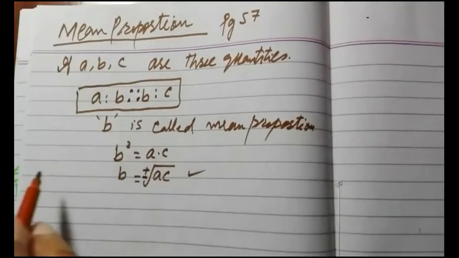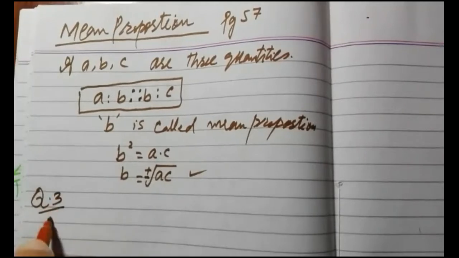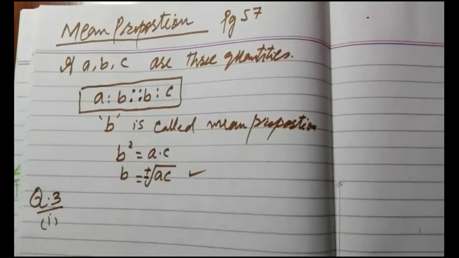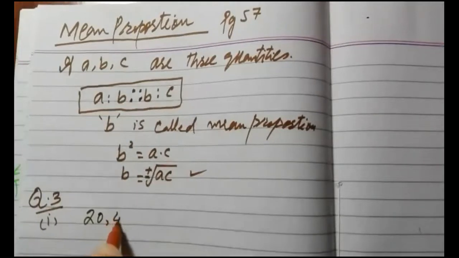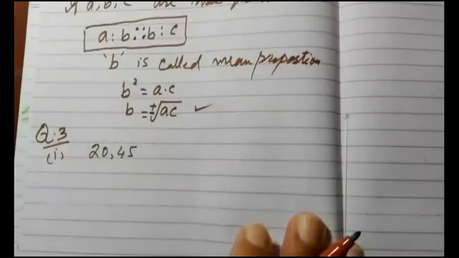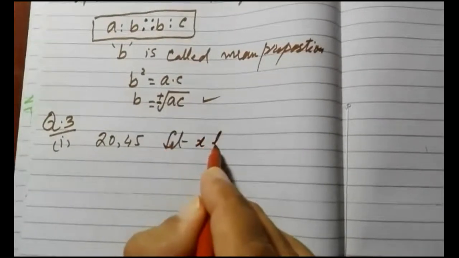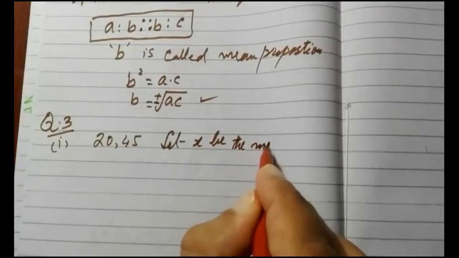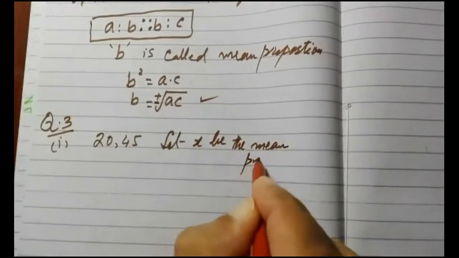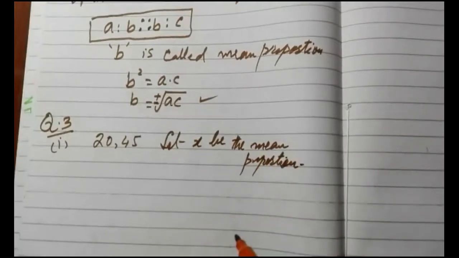Now we are taking one question from the exercise. So let's see the question. It is question number 3 and the very first part, because normally the first parts are quite easy. I wanted to start from easy and then move towards the higher difficulty questions. So 20 to 45. If I need to find its mean proportion, I will assume let X be the mean proportion. Your start of the question will be like this.